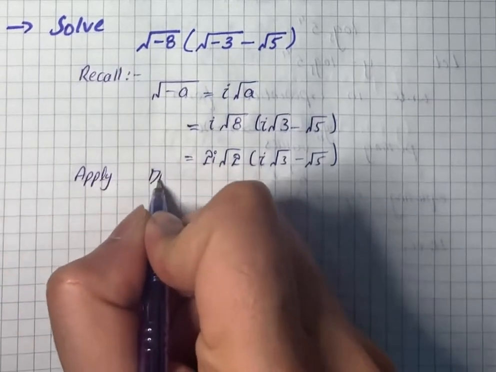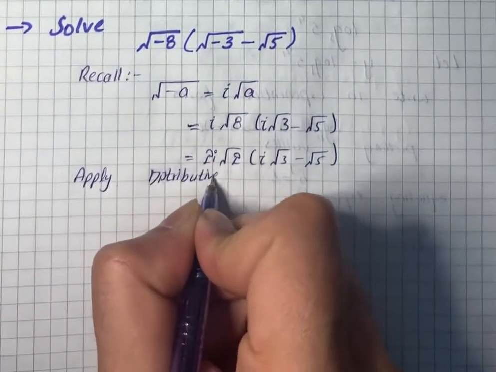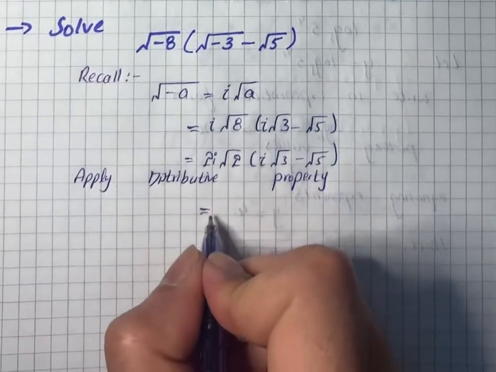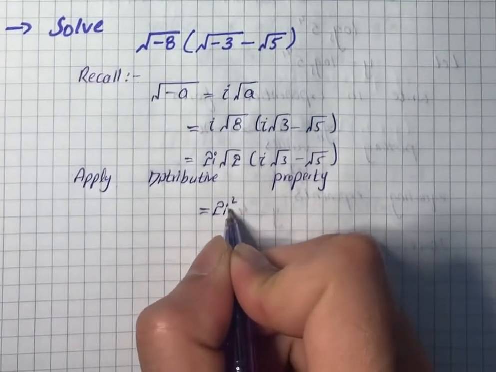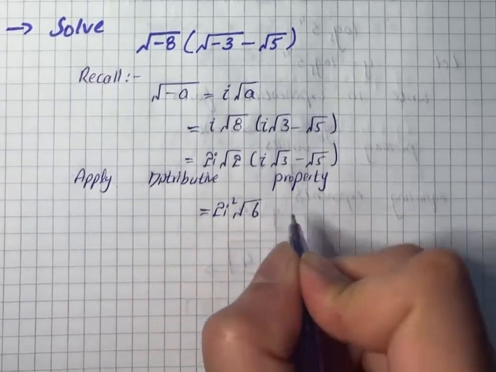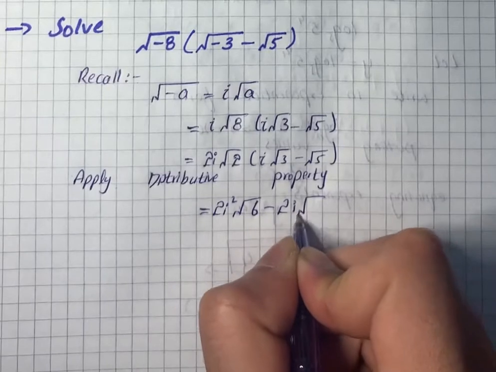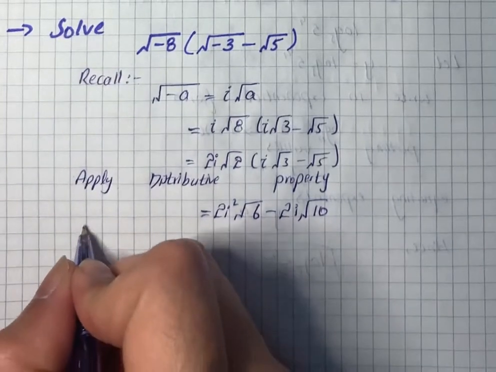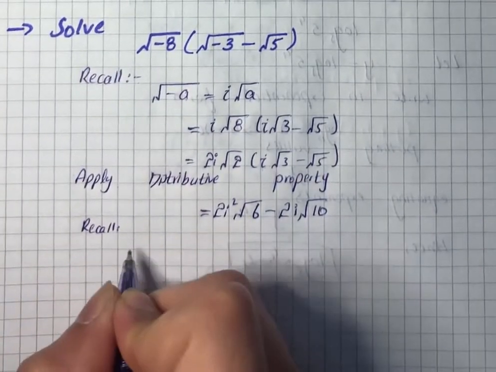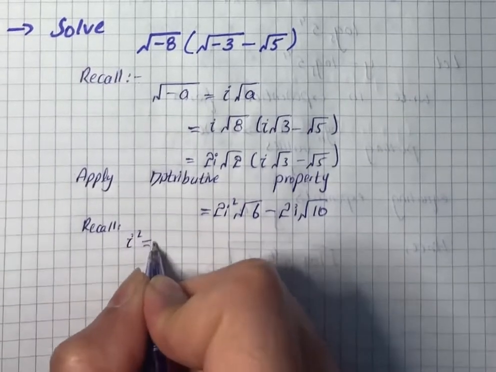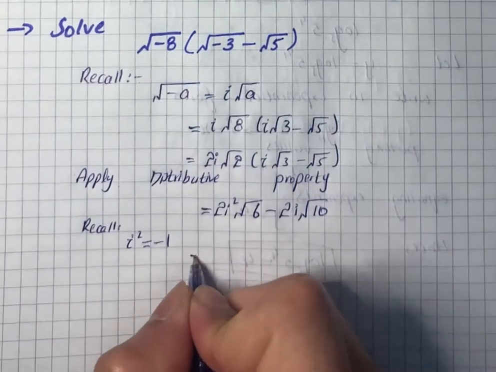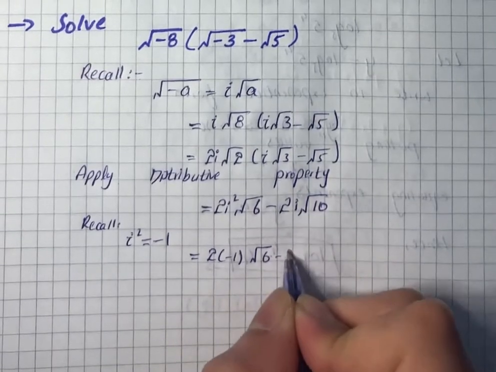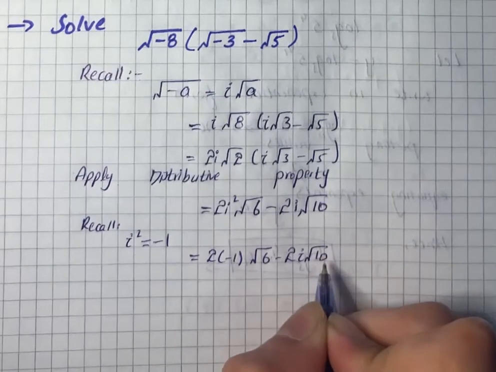Apply the distributive property. After that, the equation will become 2i squared root 6 minus 2i root 10. So now we have to recall that i squared is equal to minus 1, right? So we will write 2 into minus 1 root 6 minus 2i root 10.